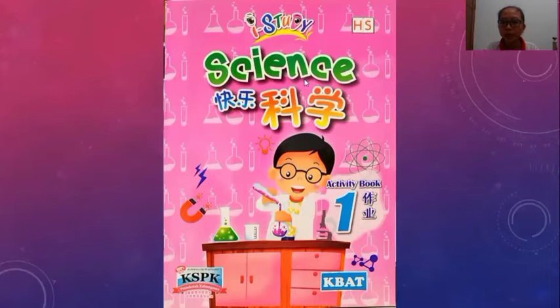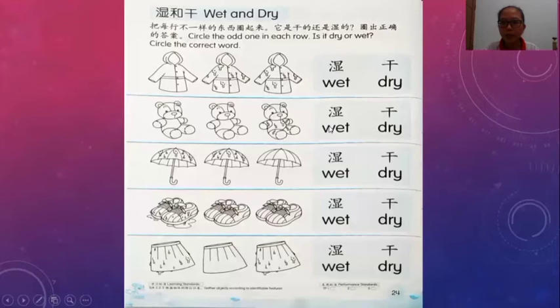We continue to Science Activity Book 1, open page 24. Okay, we will review about wet and dry. Alright, wet and dry. Wet, basah, dry, kering. Now, Miss will read the question. Circle the odd one in each row. Is it dry or wet?